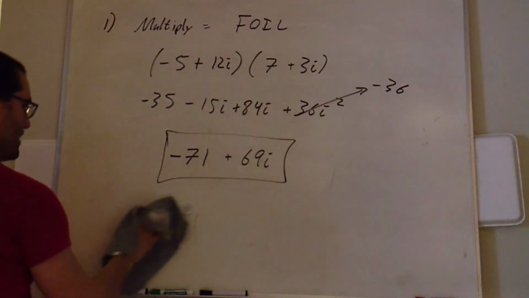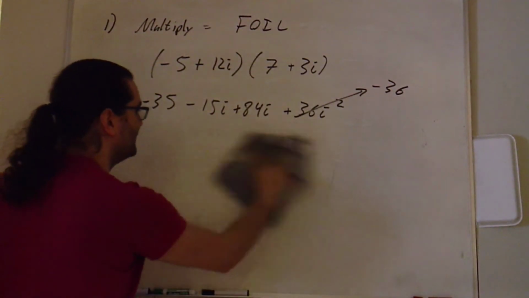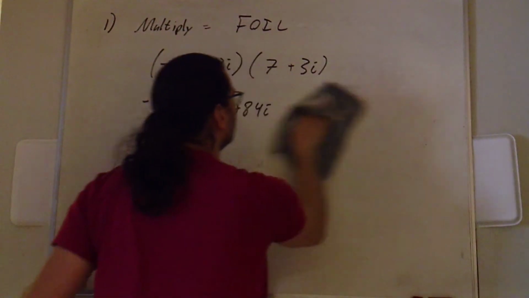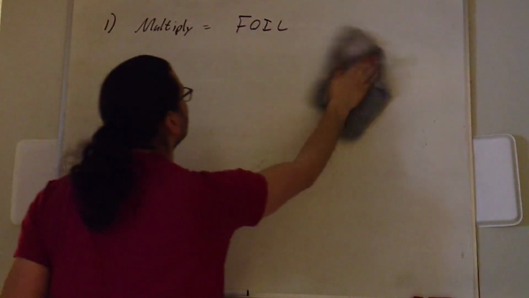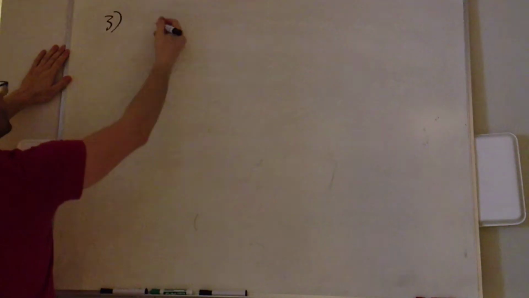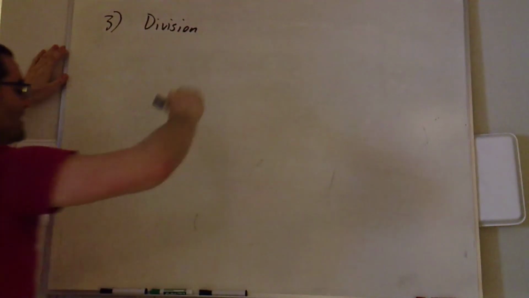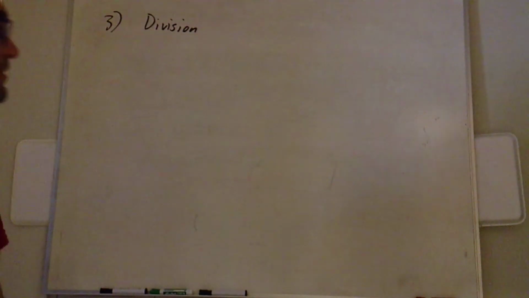Without additional comment, I'm going to move on to division. I don't know why I left that 1 there. Multiplication should have been a 2. Division is the third thing we're going to do. Division is honestly the weird one of the group.